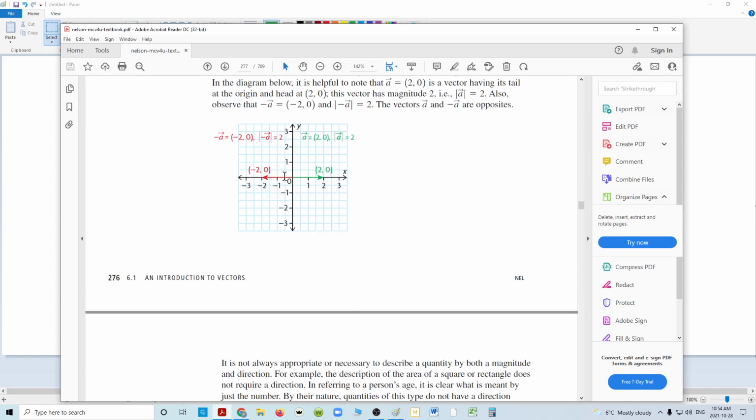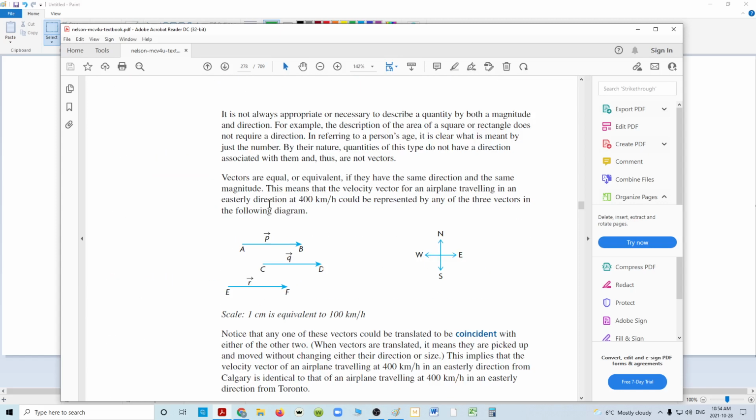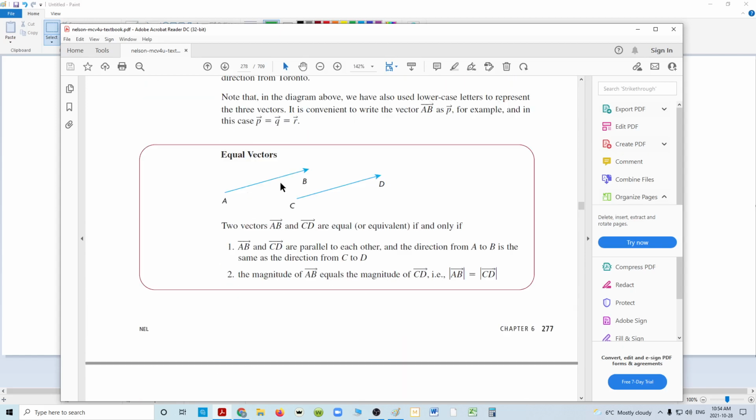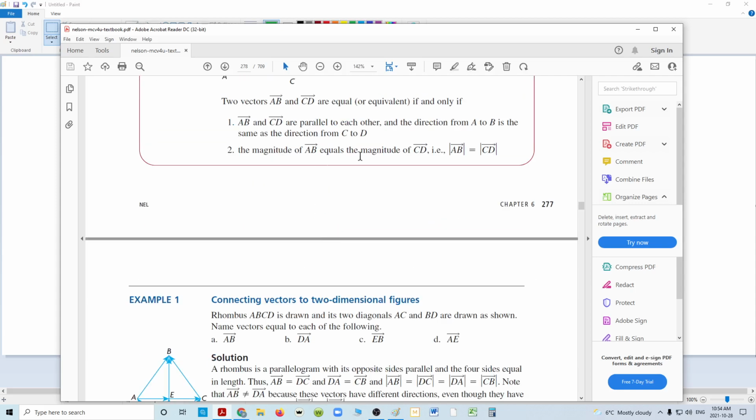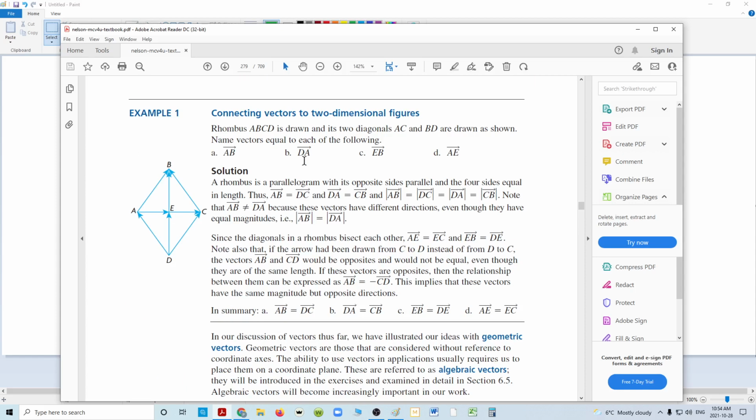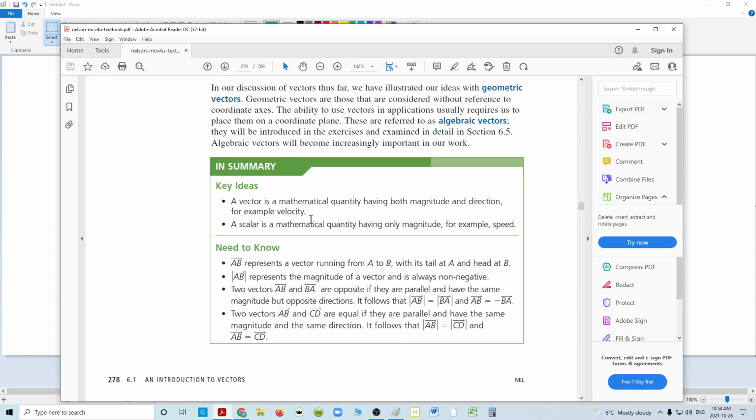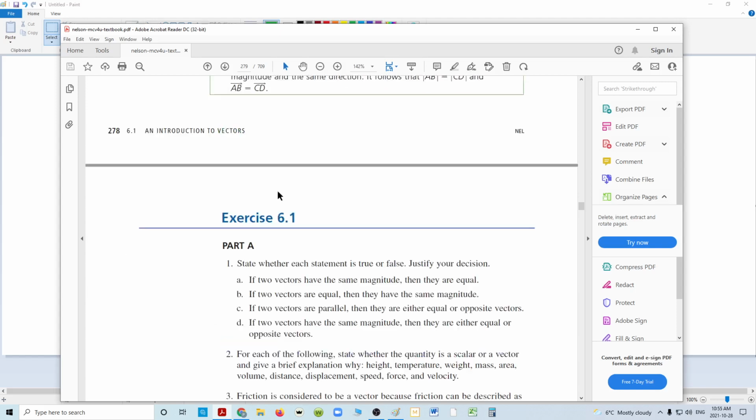And then they run you through a Cartesian graph, and they also run you through the notion that equal vectors are ones that have the same direction and same magnitude, so they're parallel. And that's pretty much it. And then they run you through a couple of examples. So key idea: a vector has magnitude and direction. A scalar is a mathematical quantity that only has magnitude. And then they run you through the rules of opposite directions.